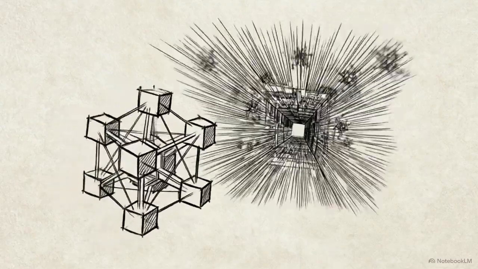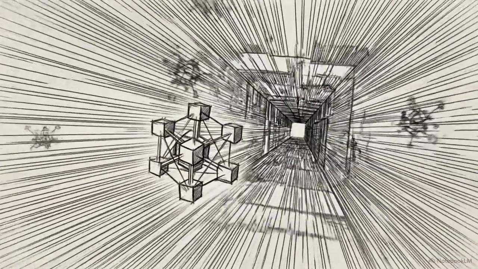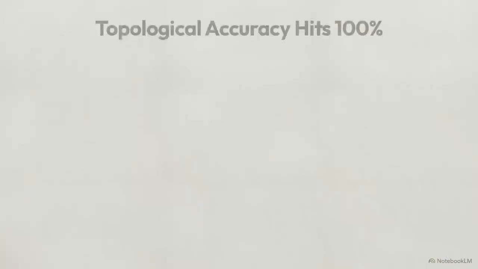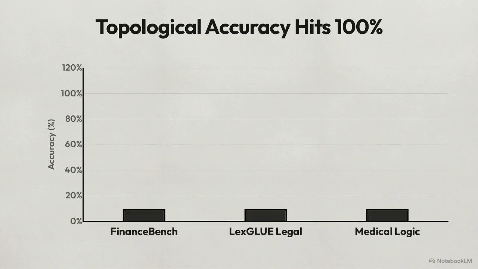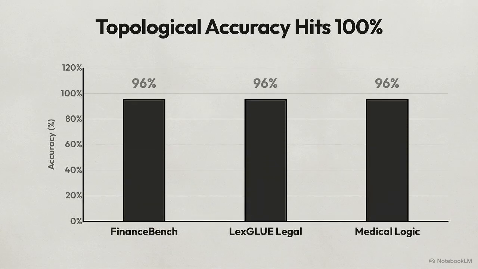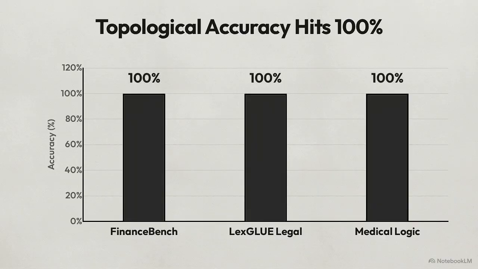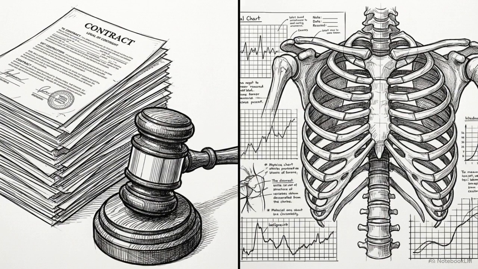We can verify the exact performance of this architecture by looking at the empirical data from industry benchmarks. This chart displays the benchmark results achieved uniquely by FastMemory's topological architecture. We see three massive, solid bars reaching exactly 100% across FinanceBench, LexGLUE Legal, and Medical Logic. These 100% scores occur in the complex forensic verticals where traditional vector databases systematically fail.